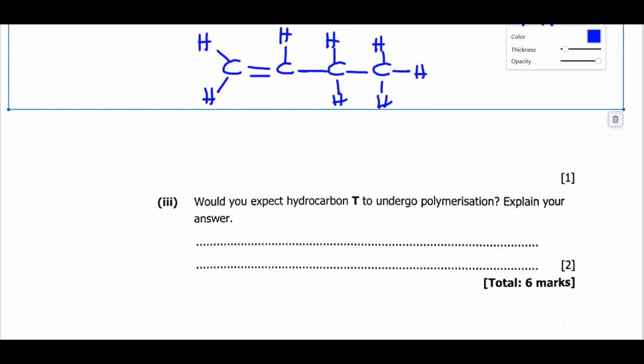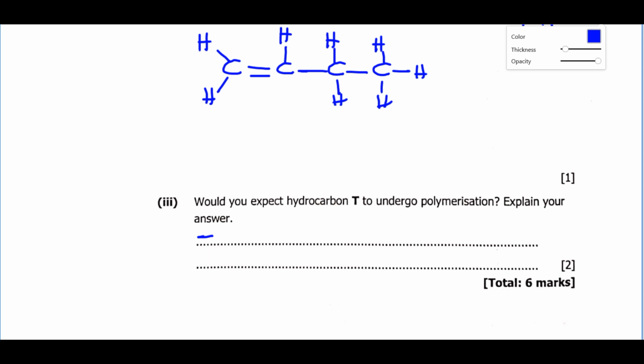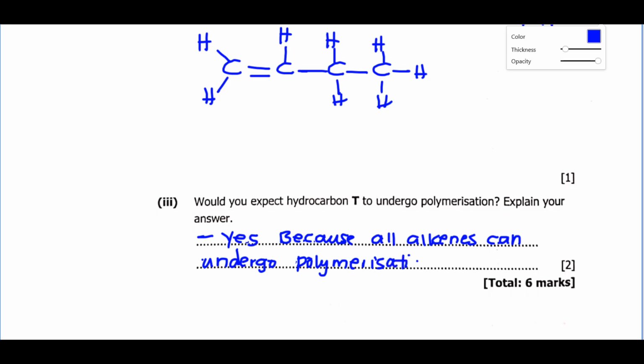So we go to the last question. Would you expect hydrocarbon T to undergo polymerization? Explain your answer. So we'll say yes, because all alkenes can undergo polymerization, and the type of polymerization, if we are to specify, is addition polymerization, and this is due to the presence of a double bond.